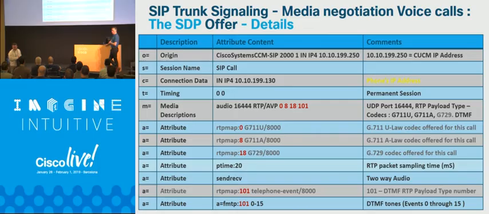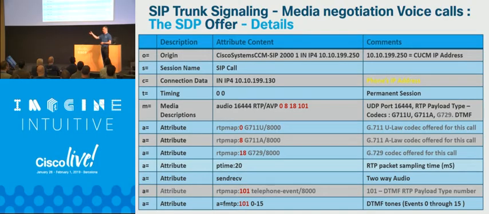16444 is the UDP port that I'm using for media, and this 0, 8, 18, and 101 describe the list of codecs that I'm using, so G711 ULAW, ALAW, and G729 in preference order, and the 101 is used to indicate that I can send DTMF tones in those RTP packets as well. So, in theory, I could send one packet that's using G711, another using G729, another using a DTMF tone. How would you differentiate those in RTP? You'll look at the RTP payload type, and you'll see that it's 0, 8, 18, or 101.